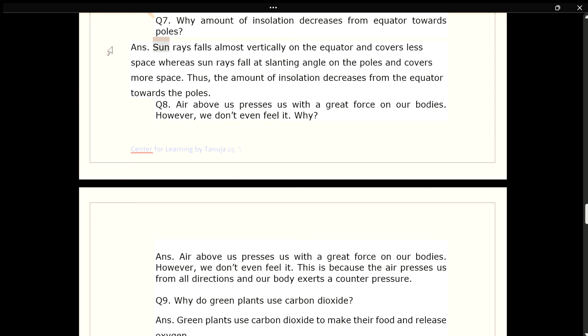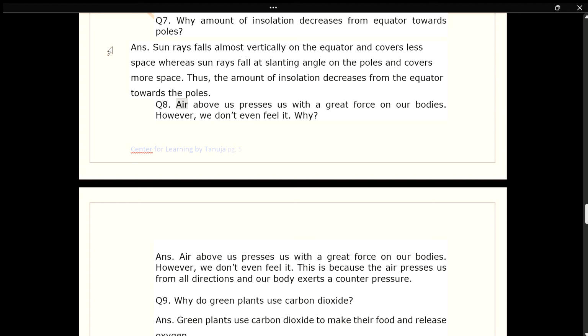Ans. Sun rays fall almost vertically on the equator and cover less space, whereas sun rays fall at a slanting angle on the poles and cover more space. Thus, the amount of insolation decreases from the equator towards the poles.